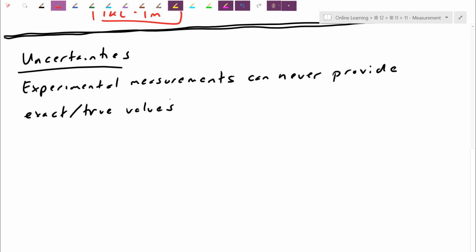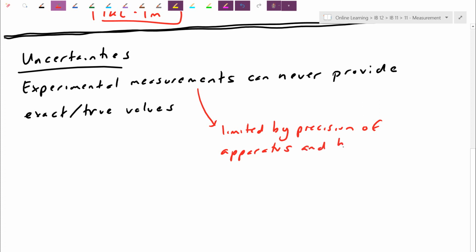Let me just write this down here. The reason why it's not able to give you an exact and true value is we're actually always limited by the precision. We'll come back to some of these words in tomorrow's lesson as well. Precision of your, they call it apparatus. Apparatus is just the equipment, the measuring tools that you're using. Apparatus as well as any possible human limitations, human interpretation problems, human interpretation.